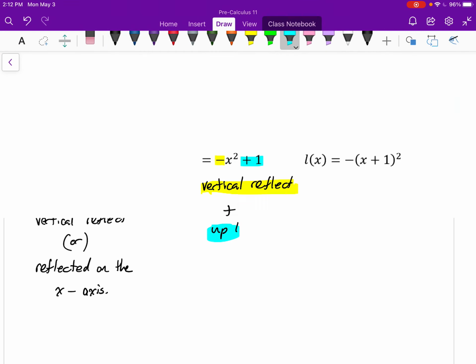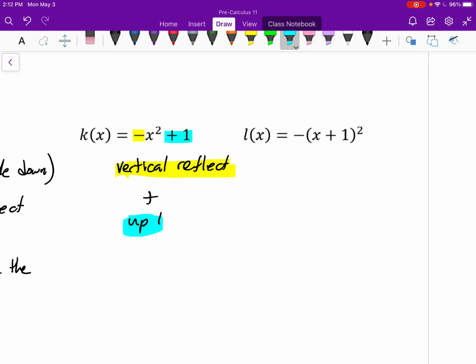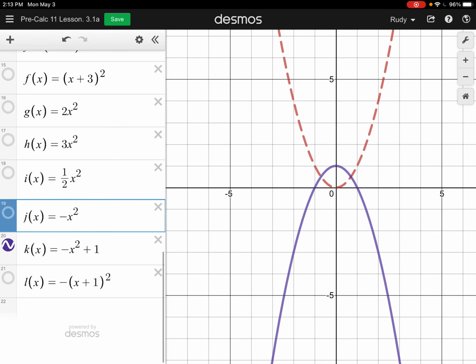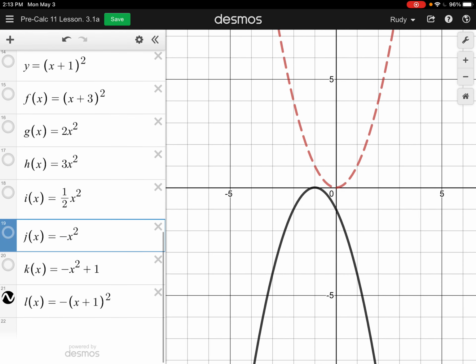And lastly, before we summarize this, there's a negative in front, so that's going to be the vertical reflection. But we're adding 1 this time before we square, so it's going to move 1 to the left. So try to visualize that before I show you. Imagine a parabola, imagine x squared flipped upside down and moved 1 to the left. And hopefully you are visualizing this. Reflected vertically and translated 1 to the left.